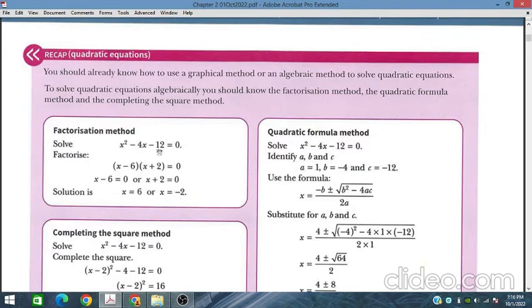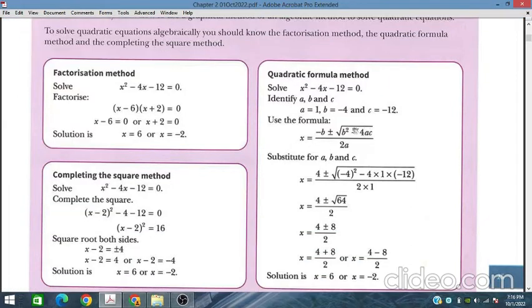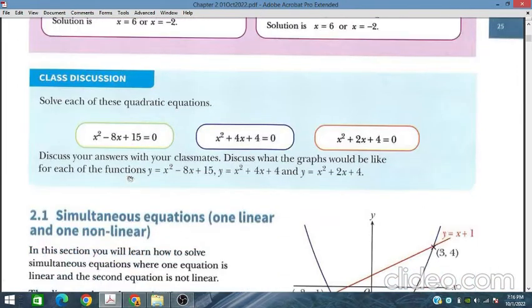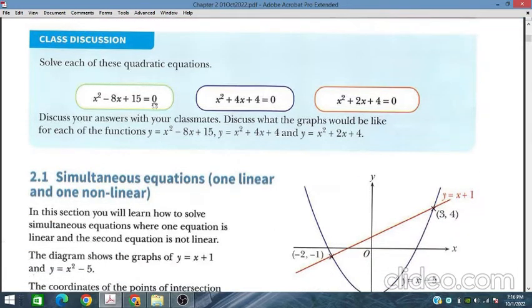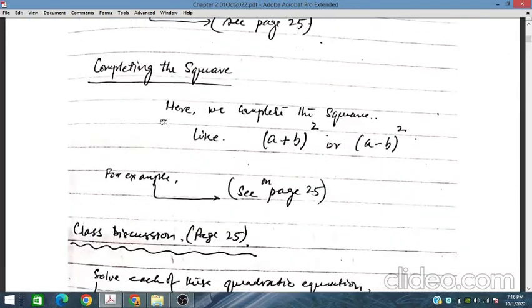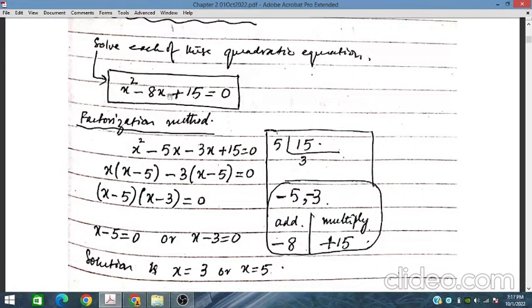because the order is second, x to the power of two, so we call it a quadratic equation. This can be solved through the factorization method, the completing the square method, or the quadratic formula method. In our class discussion we have solved these three equations. These are three different cases, and the learning objective is achieved through these three problems. This is problem number 1.